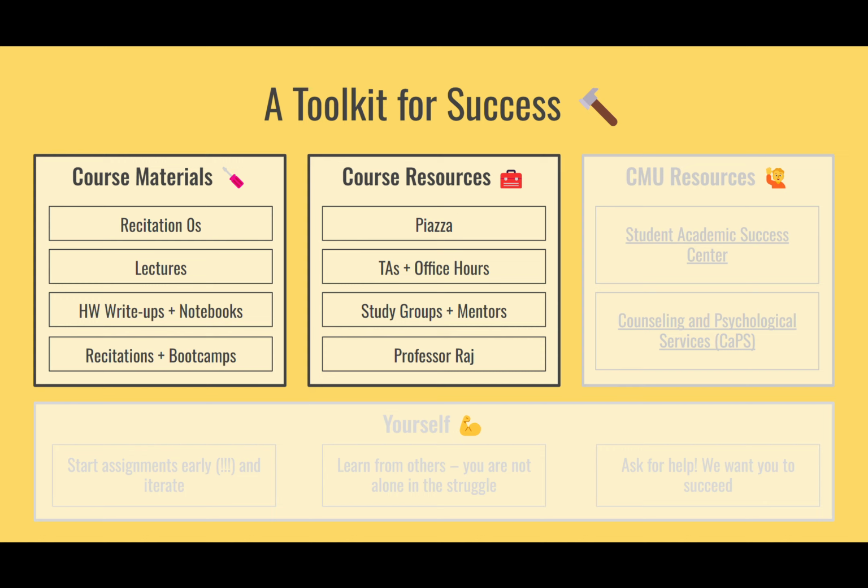So then there are also additional course resources that we offer, and we'll go through them in a bit of depth, but these include Piazza, TAs who will be hosting office hours, study groups, and your TA mentors, and then finally Professor Raj.